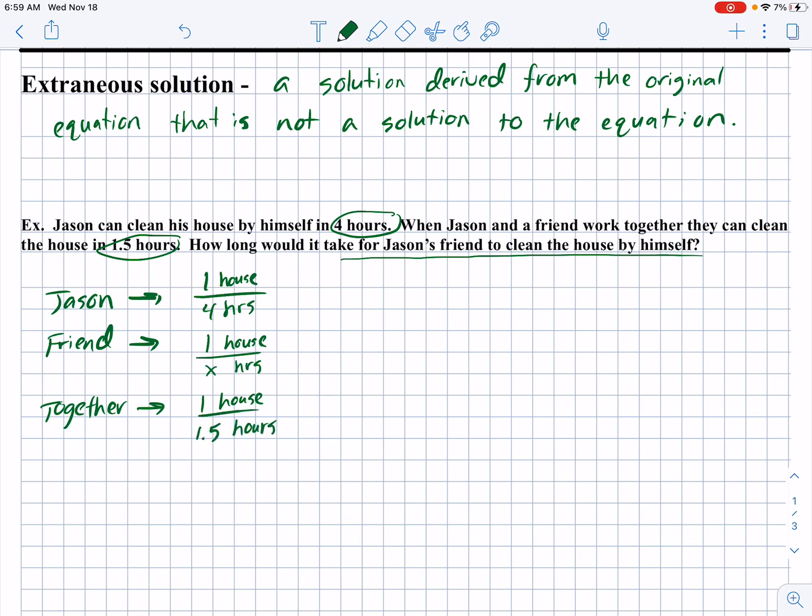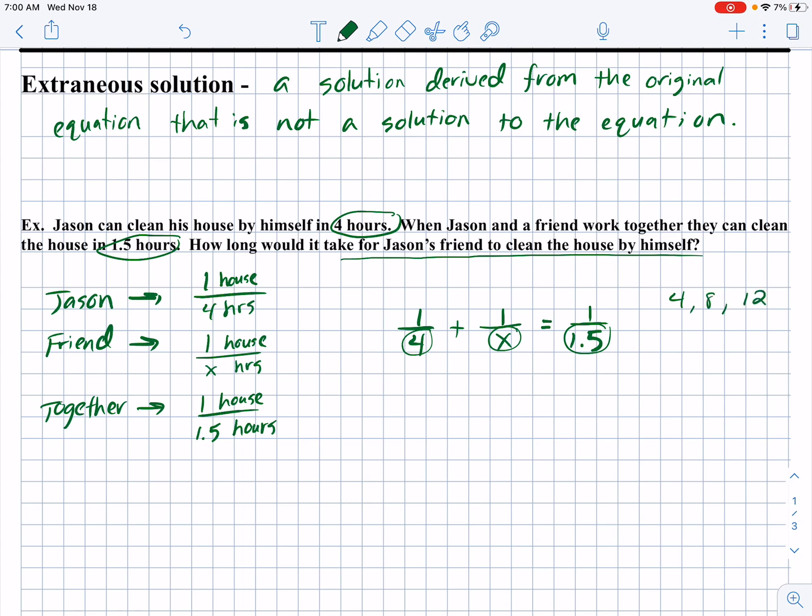So our equation would state that Jason's rate plus Jason's friend's rate should mean they can clean the house together in 1.5 hours. Jason plus his friend equals one house cleaned in 1.5 hours. So we're going to do the same thing here. You have a variable in your denominator. You find the least common multiple for 4, x, and 1.5.